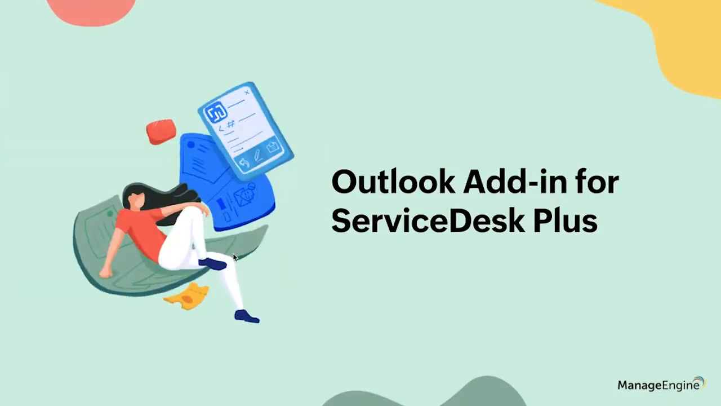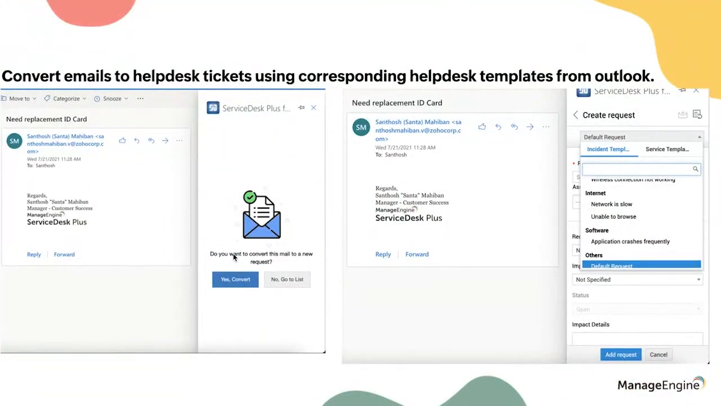Next up, let's look at the Outlook add-in for Service Desk Plus. So the Outlook add-in is, let's say, a more advanced version of what we saw earlier with the actionable messages. In case actionable messages don't give you enough information, you can use the Outlook add-in. And over here with the screenshots, we can see that we have a lot more ticket actions that you can perform. So basically, you can convert emails to tickets using corresponding help desk templates from Outlook. So you can choose the template and then create a ticket using this add-in.